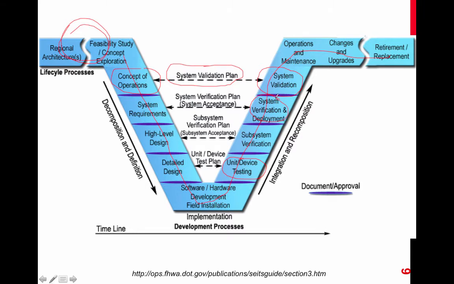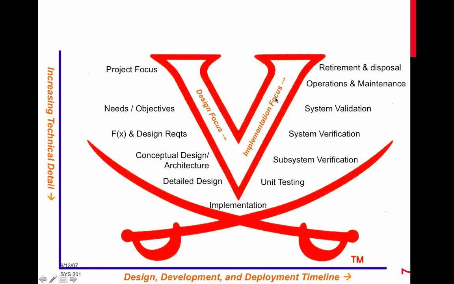Now, because we're at the University of Virginia, we have a better way to show this V. And now I've replaced some of the words with words we've used a little bit more commonly in this class. So we see the project focus. We've determined we're designing this thing that's going to have kids pick up ducks out of a pond and then scan it to see if they have a winning duck. We thought about the needs and objectives of the overall system, these high-level things. We talked about functional and design requirements.